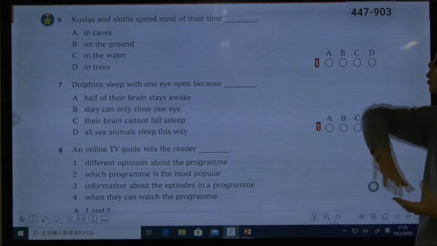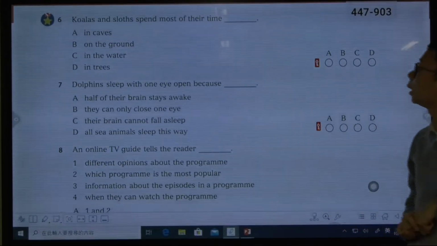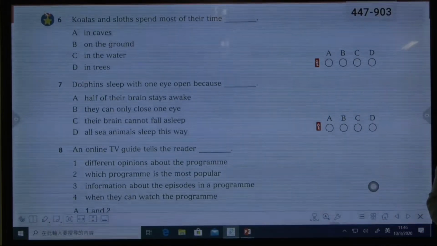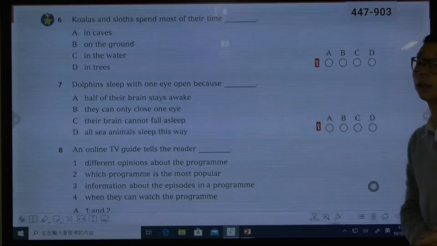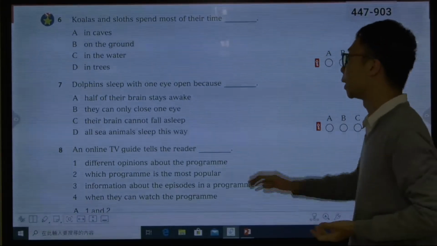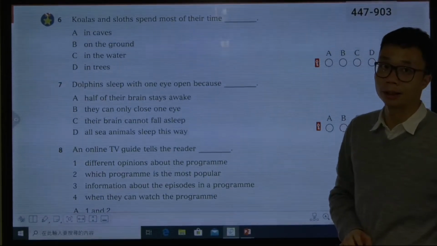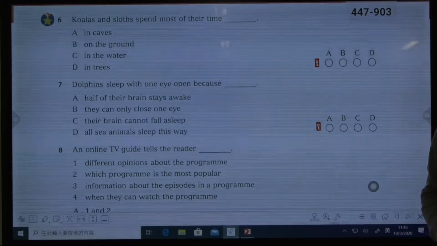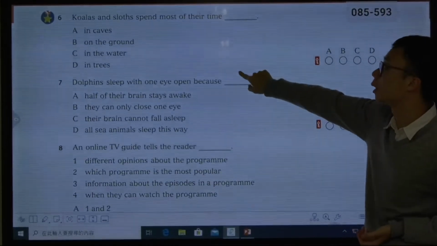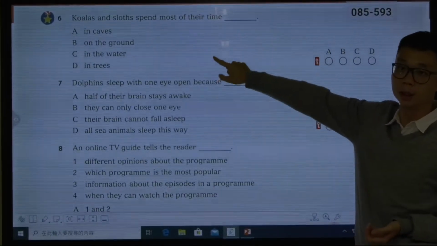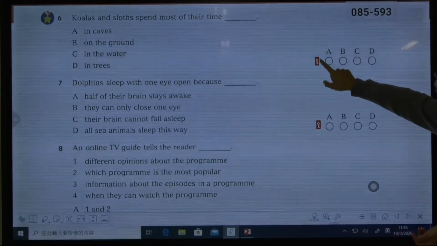Okay, how about this one? Number 6. Koalas and sloths spend most of the time where? Even if you couldn't find koalas and sloths in the paragraph, you could find the answer in the picture. Right next to the reading, you see a koala and a sloth. Is it in a cave? No. This one is really simple because the only common thing they share is that they spend most of the time on the tree.